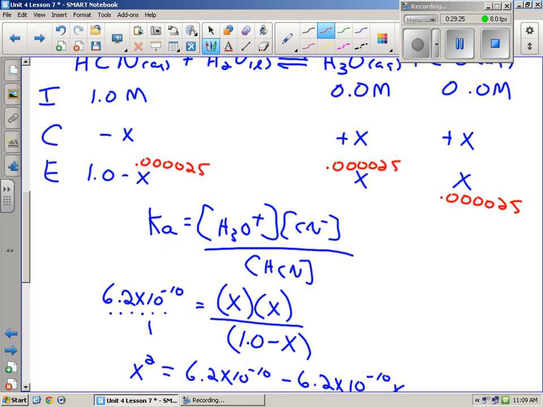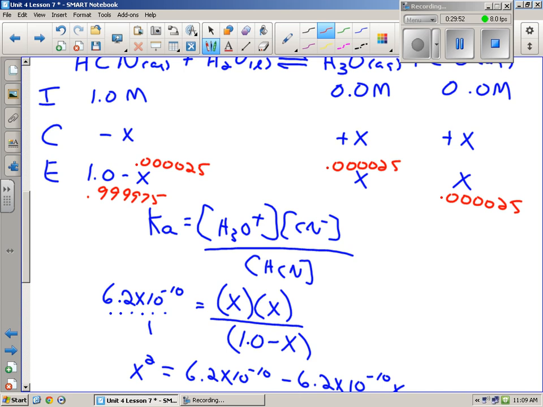0.00005. What is 1 minus 0.00005? Pretty small, isn't it? It actually works out to 0.999975. Okay? Is 0.999975 much different than 1? No, it's pretty much the same, is it not?